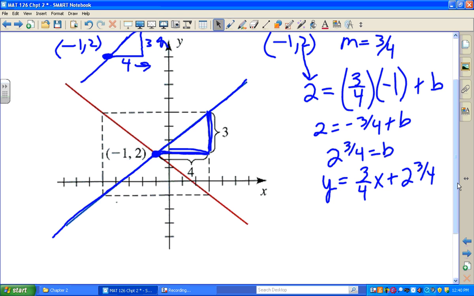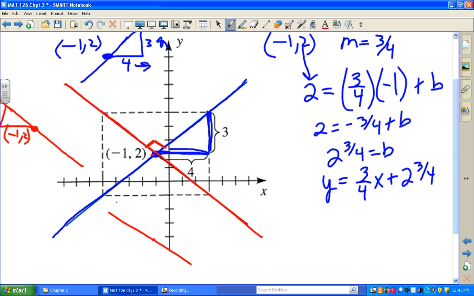Okay? Go ahead and try the red one on your own. For the red one, again, the hardest thing is seeing what's happening. For the red one, you have negative 1 and 2. And how's the slope working for the red one? Oh! Yeah, they're perpendicular, aren't they? So you're going to go back, yeah, you're going to go back 4 and up 3. Oh, okay. So you're going to go back 4 and up 3.